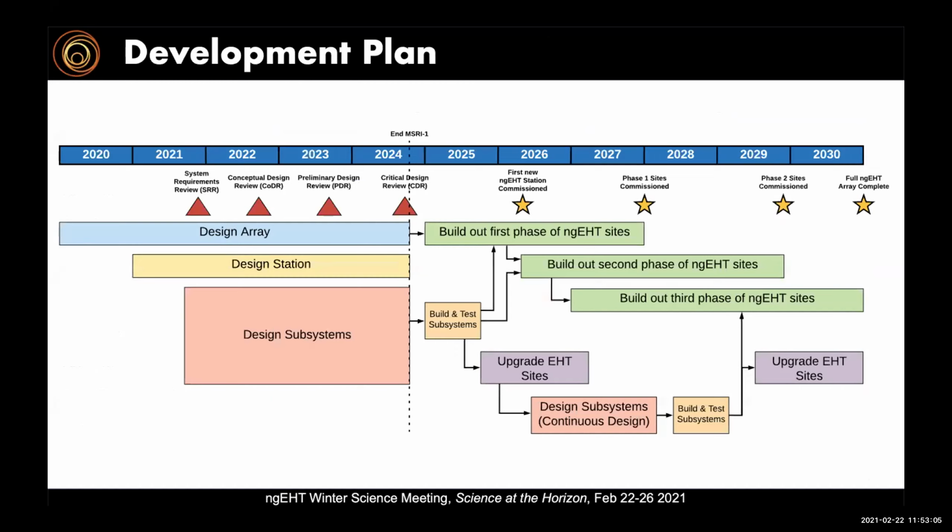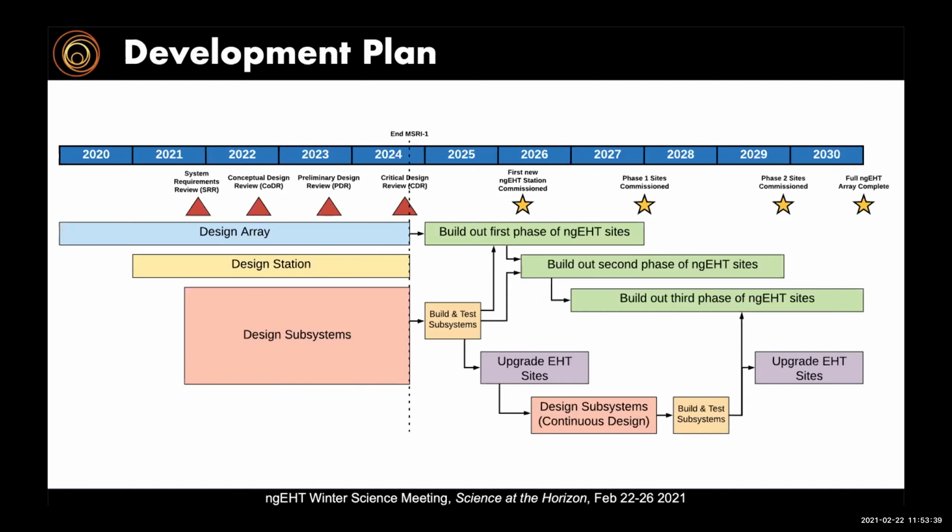All right, so for development plan, this is kind of a high level view. I talked about the MSRI-1 being the focus on design and the completion of design work, both on the array and station level, also on subsystem level. Beyond that, we're looking at trying to get to a 2030 readiness of the full array. We're currently planning to do this in a 3-phase approach of adding various sites along the way. And that also includes a design iteration.